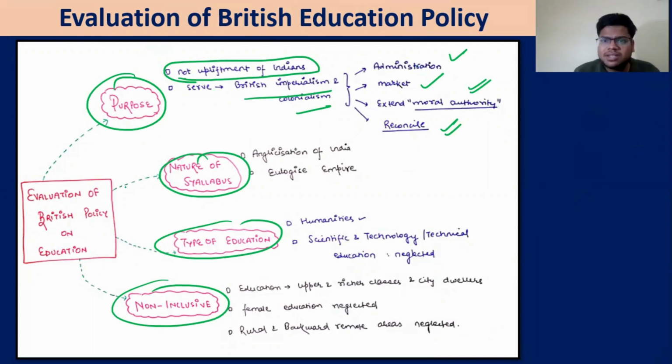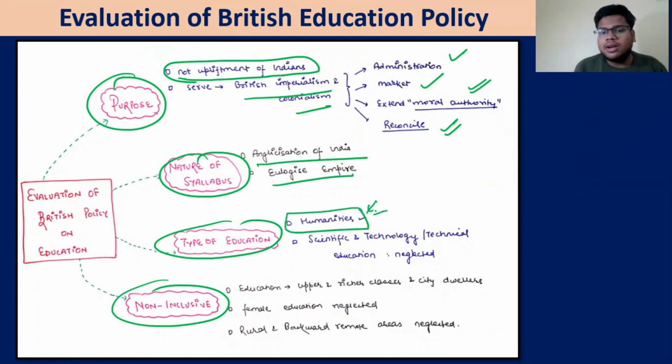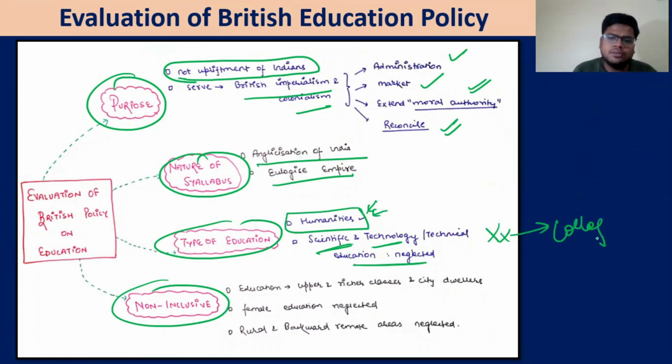The nature of the syllabus itself was not oriented towards Indian language, Indian culture, Indian things. It was the Anglicization of India and eulogizing the empire, how good the British Empire is, how great the British Empire is. The type of education was more focused on humanities subjects rather than scientific, technological, or technical education. They were very restricted. Only a few colleges were set up, such as the college in Roorkee. So technical education became a big problem after independence.